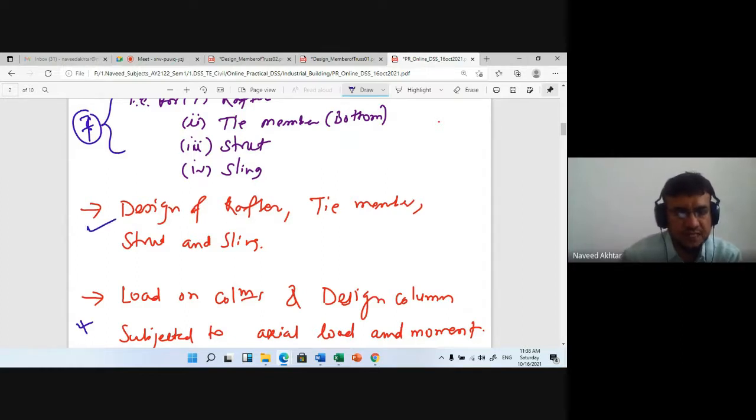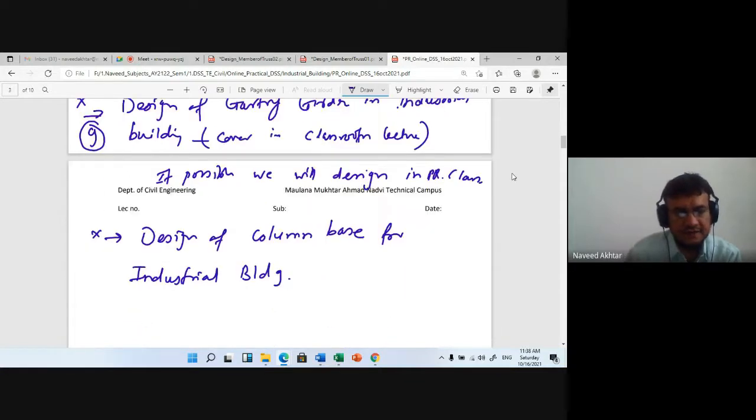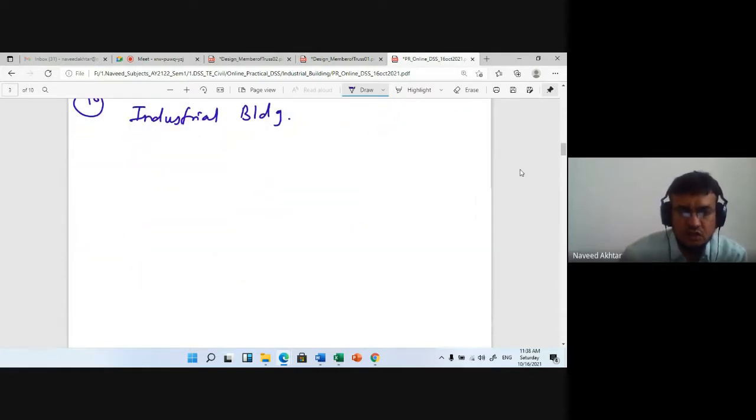This is over. Now it is balanced load and design of column. This is balanced. Now design of gantry girder. This is balanced. And then design of column base. So first of all, you have to understand what is balance work.